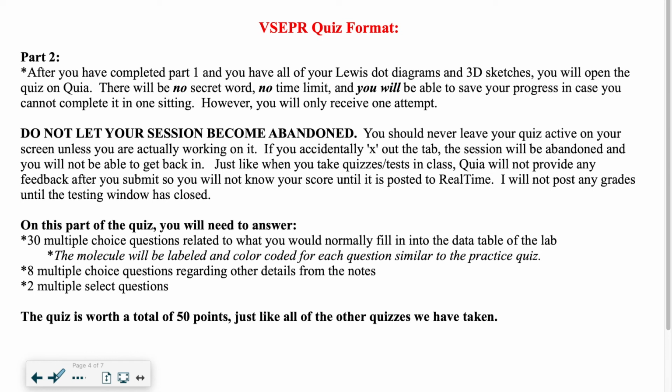On this part of the quiz, the portion on Kia, you're going to answer 30 multiple choice questions related to what you would normally fill in for the data table. Now, this might look like it's a lot of questions, but they're all going to be, what is the electron pair geometry? Or what is the molecular geometry? Things that would normally only take you 1 or 2 seconds to answer when you're filling it into the data table. So don't let the number of questions here intimidate you.